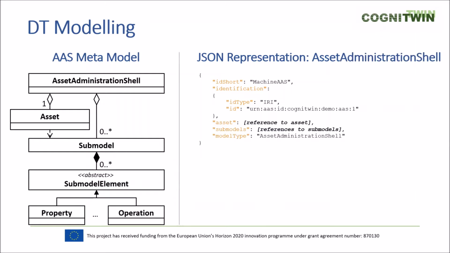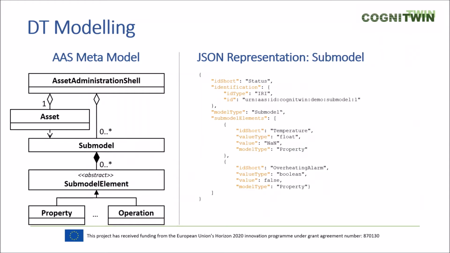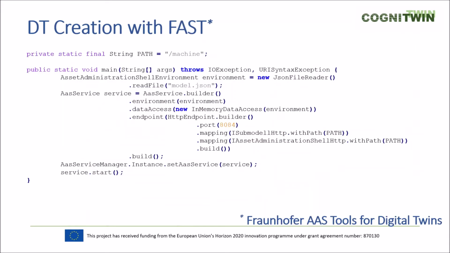The representation of the Asset Administration Shell is straightforward, containing again identifiers and a link to the asset we just defined, as well as links to the submodels we're going to define in the next step. Our submodel is called status and contains two submodel elements of type property, temperature of type float and overheating alarm of type boolean.